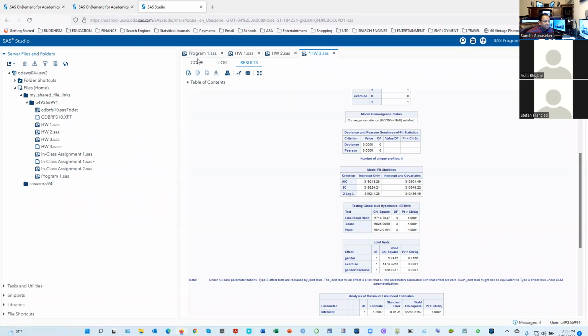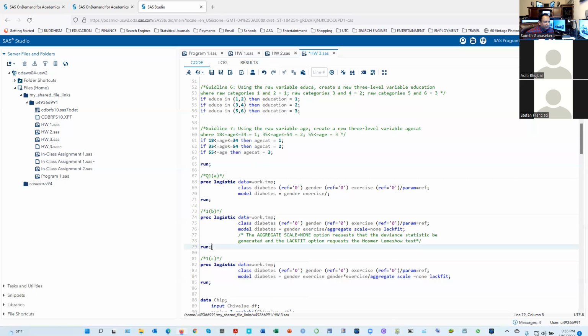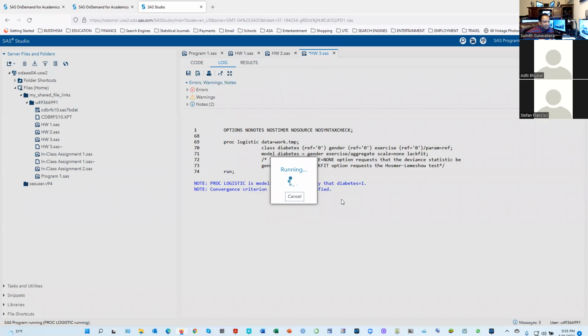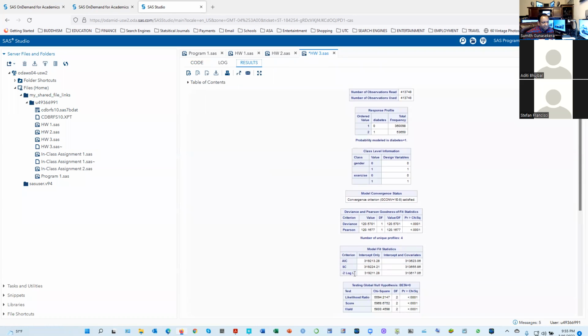Not here, here in 2B. 1B, that you got that one from 1B. That's the reduced model, that's the unsaturated model. See? 3136.17, 3136.17.